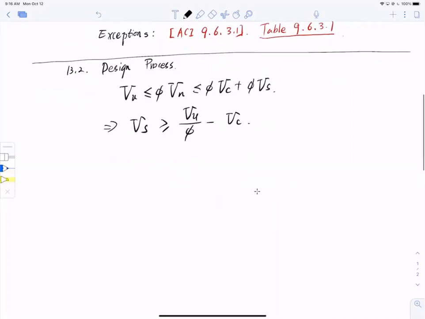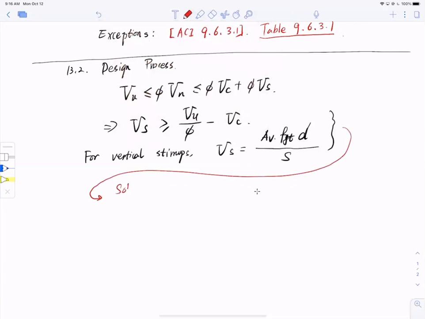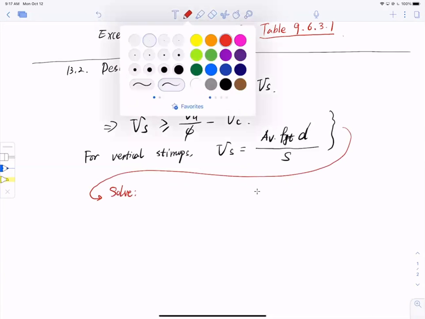Okay, so for the vertical stirrups, we always assume vertical stirrups. The inclination, not so much. So Vs equals Av, which is the shear reinforcement, times fyt, the yield strength of the stirrups, times d, the depth of the beam, divided by s, the spacing between stirrups. So with these two equations, you can solve for the area.